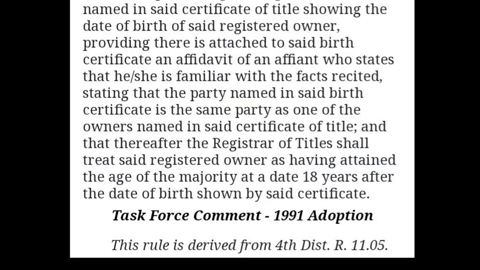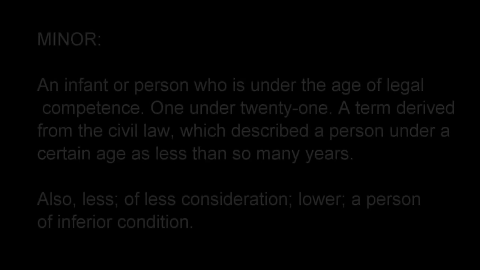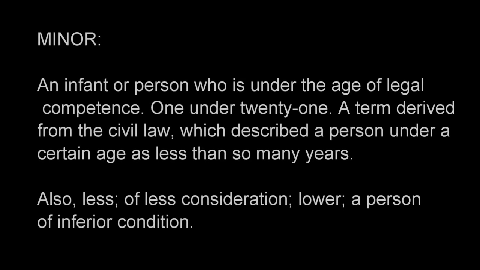Now, what does this mean when this happens? So stating that the party named in said birth certificate is the same party as one of the owners named in said certificate of title, and that thereafter, the register of title shall treat said registered owner as having attained the age of majority. So is it safe to say that maybe we are still in a minor or minority, all right? And remember, minor is not only just based upon age.